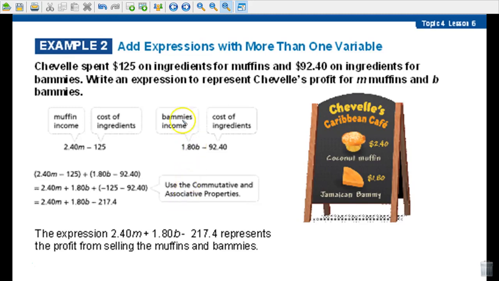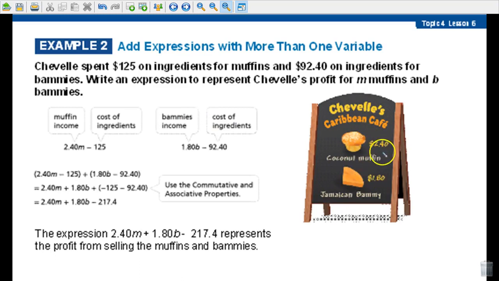Example 2, add expressions with more than one variable. Chevelle spent $125 on ingredients for muffins and $92.40 on ingredients for Bammies. Write an expression to represent Chevelle's profit for M muffins and B Bammies. So they tell you Chevelle's Caribbean Cafe, a coconut muffin is $2.40. A Jamaican Bammy is $1.80.